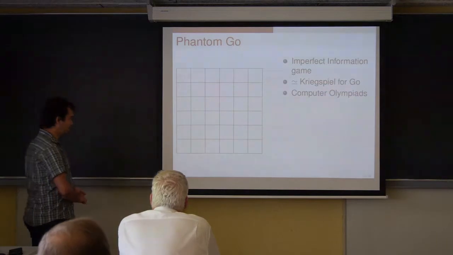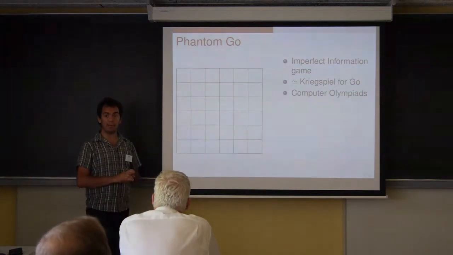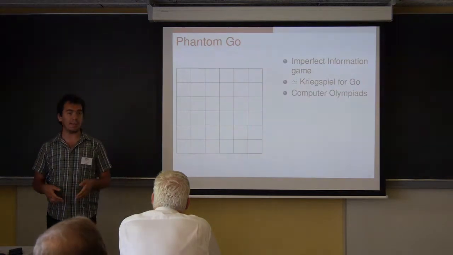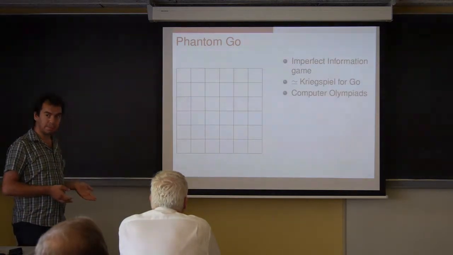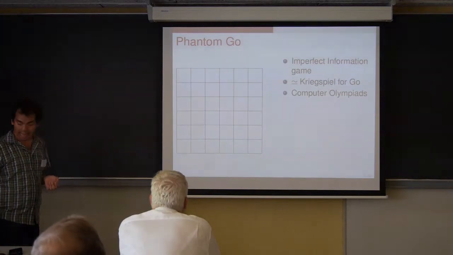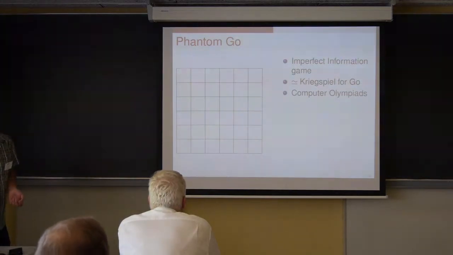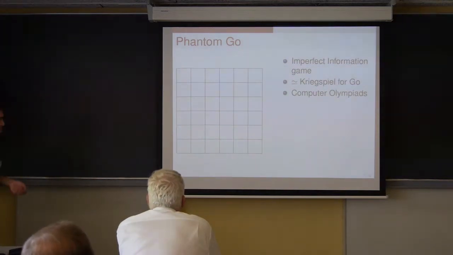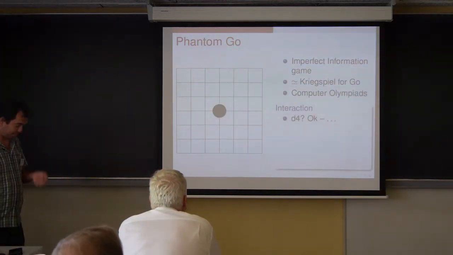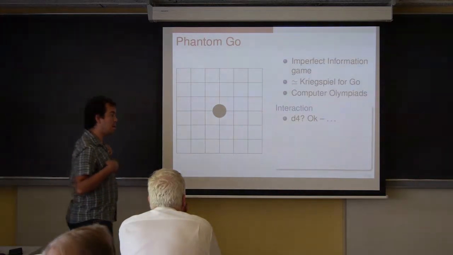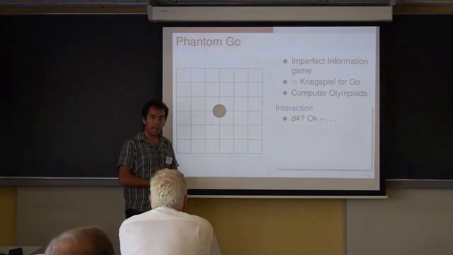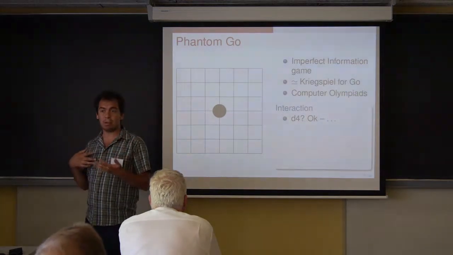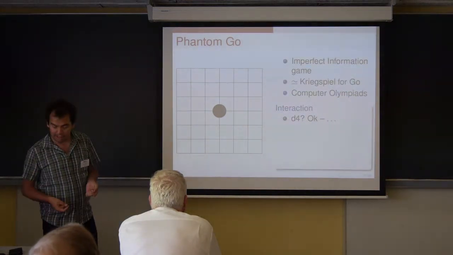Finally, Phantom Go. Phantom Go is an imperfect information game, so it's slightly different from the previous ones. It's kind of similar to Kriegspiel, which is Phantom Chess, and it is being played at the Computer Olympics. I think it will be played this year. No, not this year, but it was played in the previous years. So, how do you go about Phantom Go? You have a referee and two players, and the players are not going to interact one with another, they're going to interact with the referee.